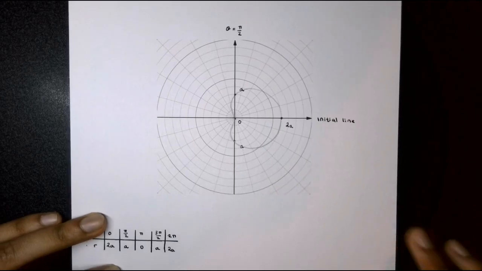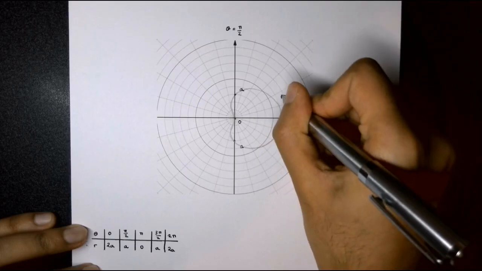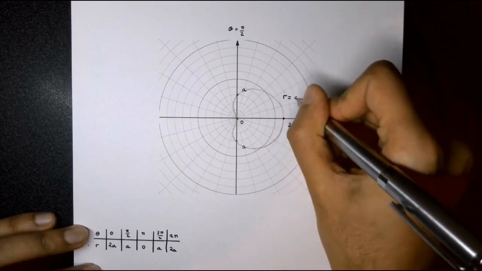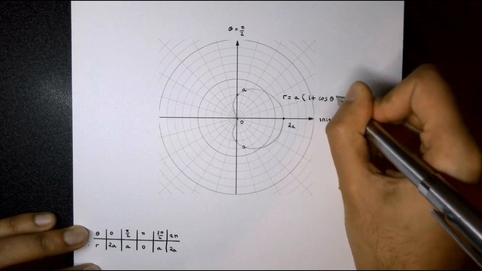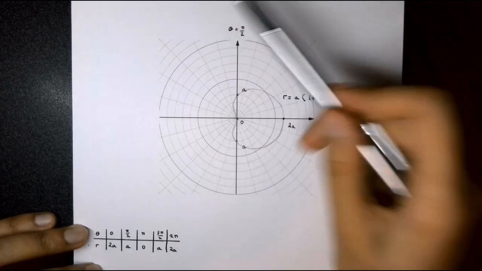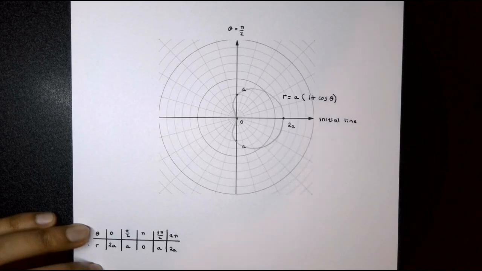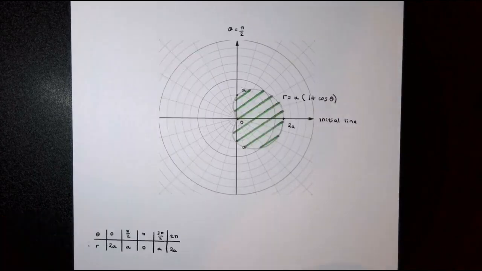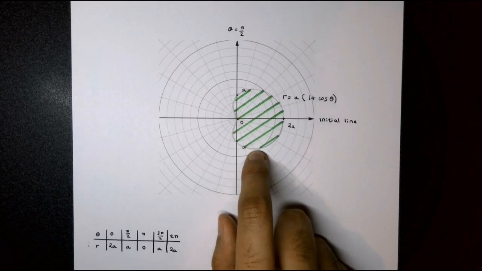So you can see here we've got our polar equation r equals a lots of 1 plus cos theta, and our goal in this question is to find the area enclosed by this particular shape. So what's shaded over here is what we want. We want the area of this over here.